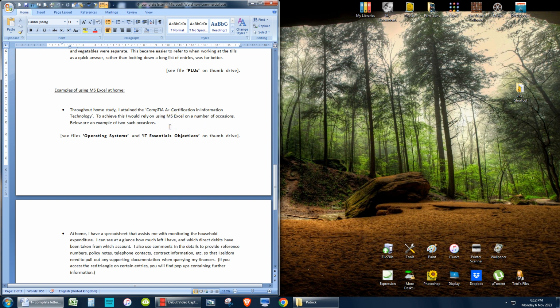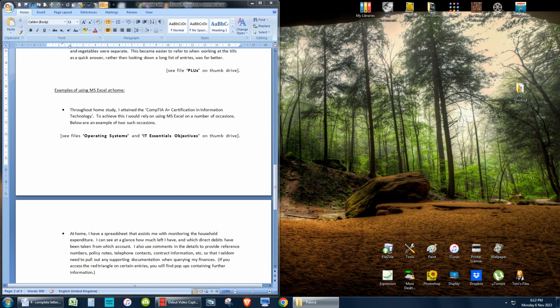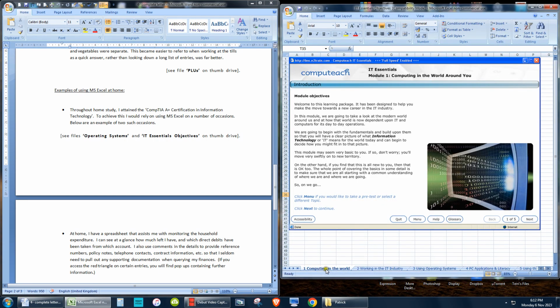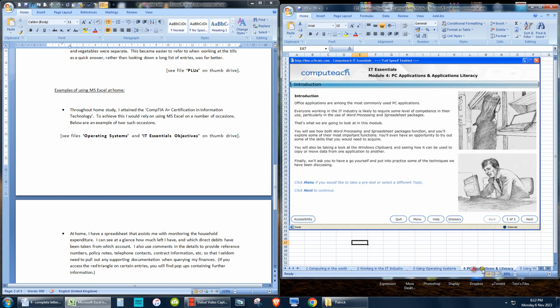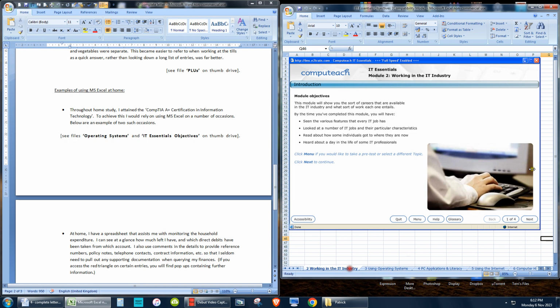To achieve this, I would rely on using Excel on a number of occasions. Here are two such examples. One would be operating systems. This is going to get boring, but I'll just show you. Illustrated information that is pleasing to the eye. I did that. Close it. And then IT Essentials looks like this. All these are screen dumps, with tabs that I could quickly go and read.